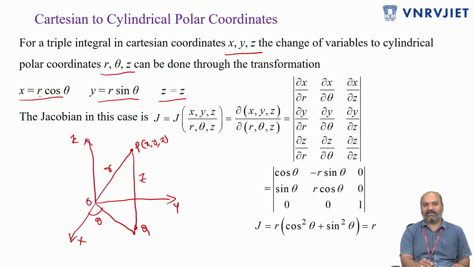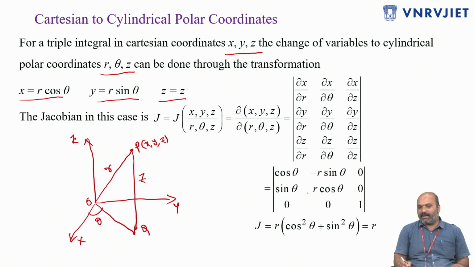For the derivative of x with respect to r, we treat theta as constant, so cos theta is constant and the derivative of r with respect to r is 1. So it is cos theta. The derivative of x with respect to theta, r is constant, and the derivative of cos theta is minus sin theta, so minus r sin theta. With respect to z there is no contribution, since r and theta are both constants, so 0. Similarly, dou y by dou r is sin theta, with respect to theta it is r cos theta, and with respect to z it is 0. Next, z has no contribution of r and theta, so with respect to r it is 0, with respect to theta it is 0, and with respect to z it is 1.